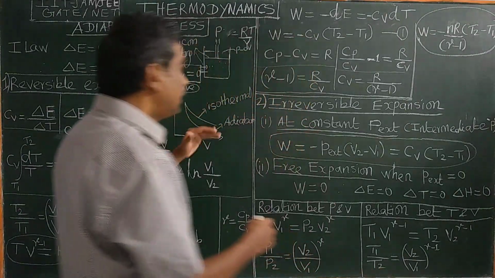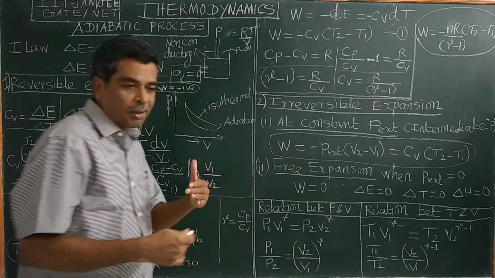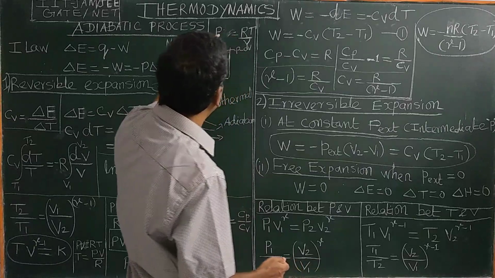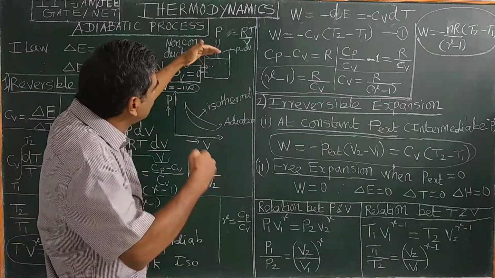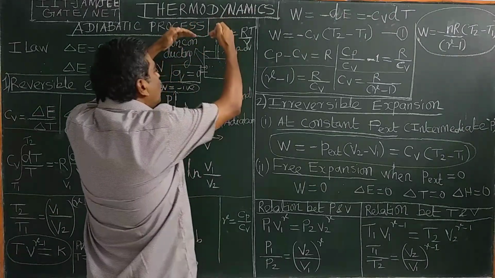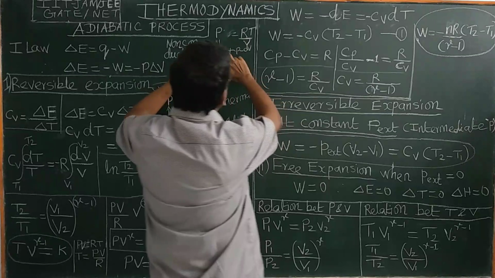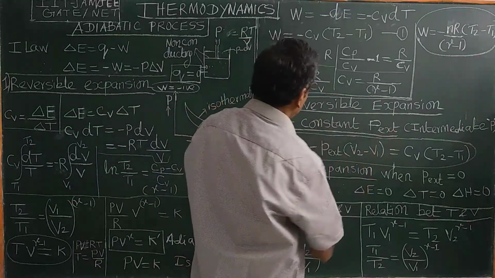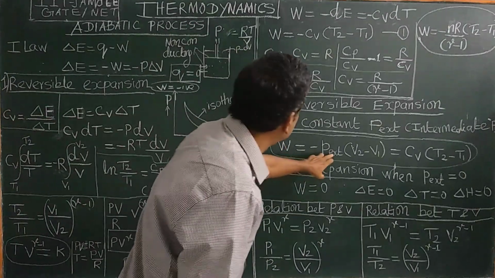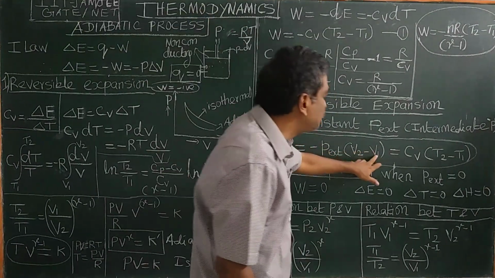Now let us consider irreversible expansion. For example, adiabatic expansion is an irreversible process. For example, in the case of expansion, the external pressure is decreased compared to the internal pressure. Therefore, there will be slow, infinitesimal expansion. In this case, the external pressure is constant. At constant external pressure, W equals minus P external times (V2 minus V1), final volume minus initial volume.